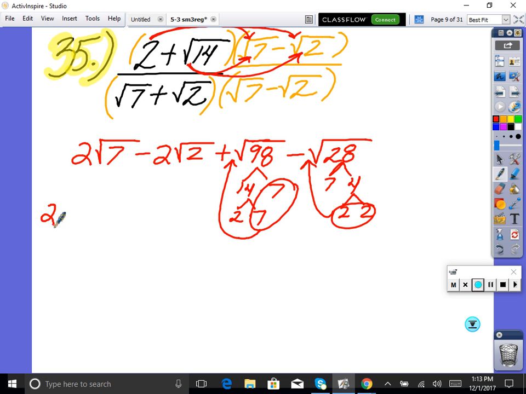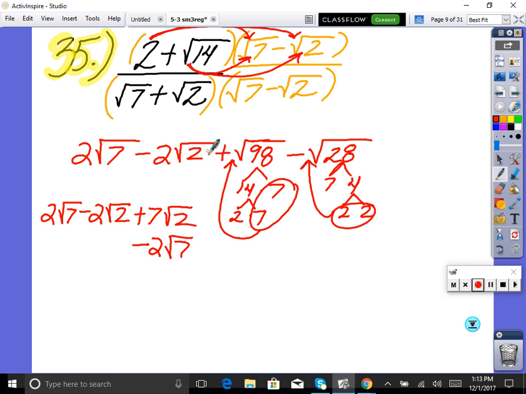Okay, guys, look what your top is. 2 root 7 minus 2 root 2. Then it should be plus 2 root 7. And then minus 2 root 7. Wait, where did I mess up? Oh, right here is plus 7 root 2 is what I should have written. That's what I did. Right, plus 7 root 2. Yeah. This is what your top should have multiplied out to be.